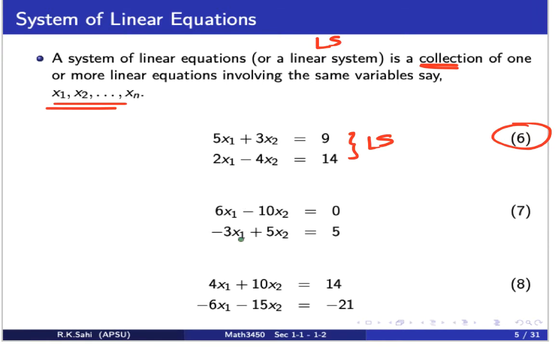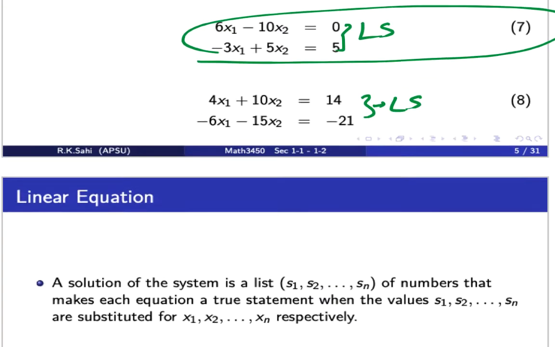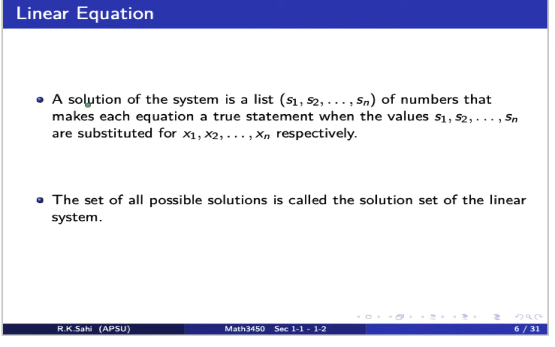Similarly, we have a linear system given by equation 7 here: 6x1 minus 10x2 equals 0, minus 3x1 plus 5x2 equals 5. So this is a linear system, again, which has two variables and two equations. And finally, another example of a linear system: 4x1 plus 10x2 equals 14, minus 6x1 minus 15x2 equals negative 21. When I say x1, I basically mean x sub 1. It doesn't matter whatever you call it. Okay. Very important.